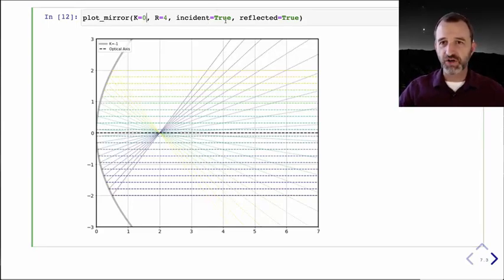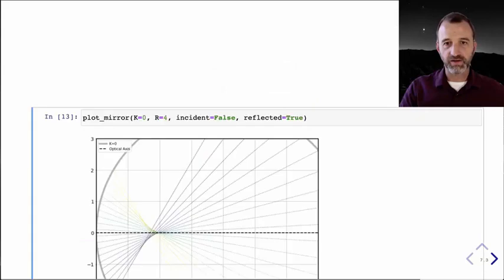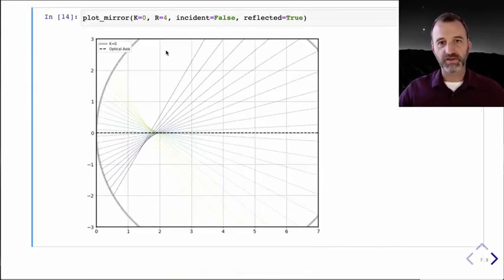I'm going to go ahead and turn off the incident lines here because they're just going to be all parallel. We already know what they look like, and it'll make it a little easier to see. And if we plot now what we get with a spherical mirror, this is what we get. So here we have our spherical mirror.